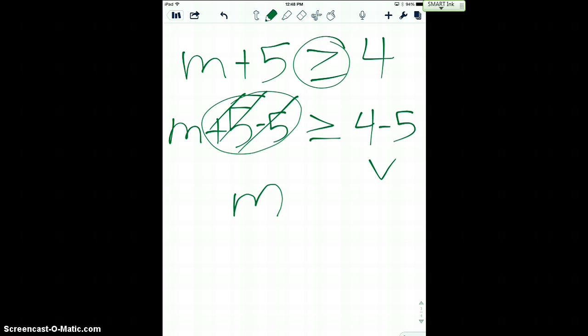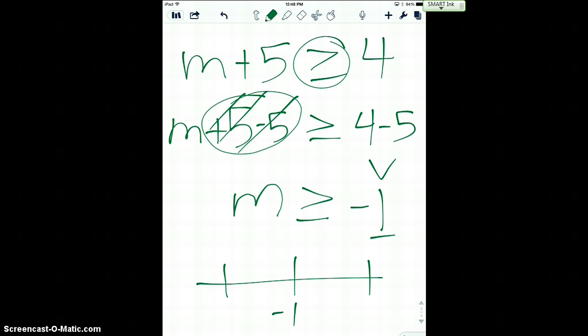And 4 minus 5, if I'm going too fast, pause the video, try it yourself. But 4 on the number line, I'm going right. Minus 5, I'm going left. It's going to be in the negatives. I subtract them. 5 minus 4 is 1. All right, my solutions need to be greater than or equal to -1. I've solved it. Now I'm going to graphing.